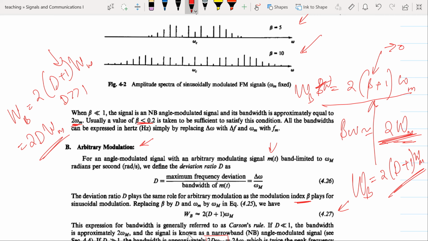The other way we defined it is that for sinusoidal modulation, when beta is far much bigger than 1, we also refer to that as a wideband modulated signal. On the converse, we can also define the narrowband case, where beta is far much less than 1, as a narrowband modulated wave. Similarly, when D, the deviation ratio, is far much less than 1, we are again able to define a narrowband modulated signal.